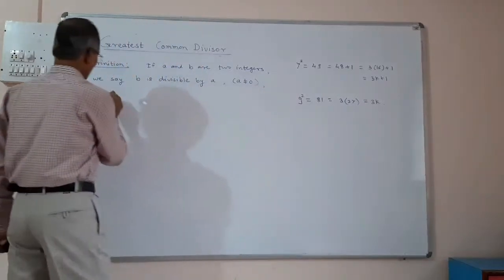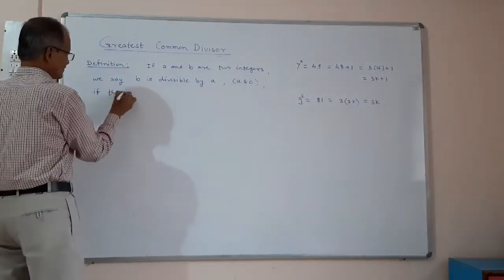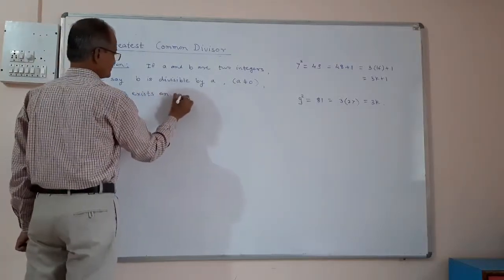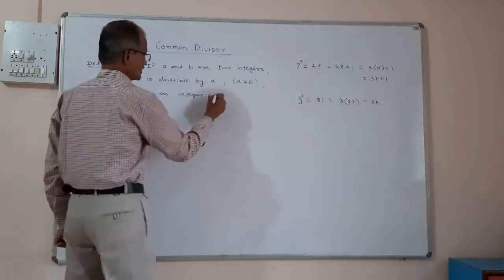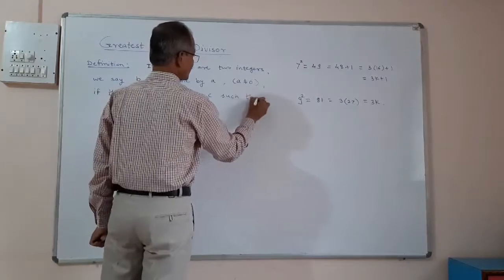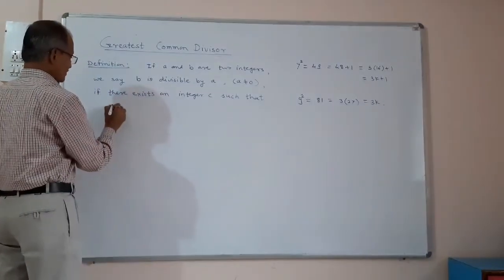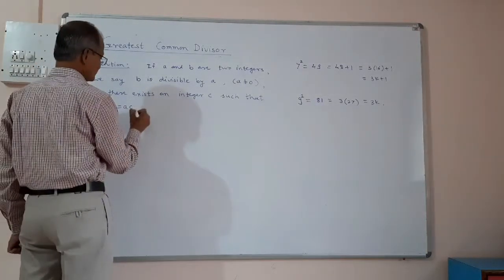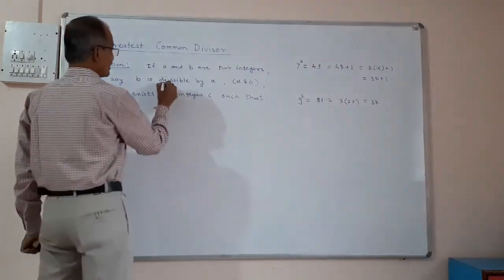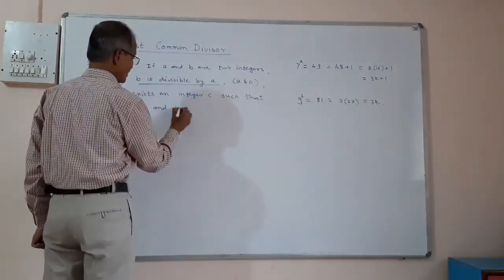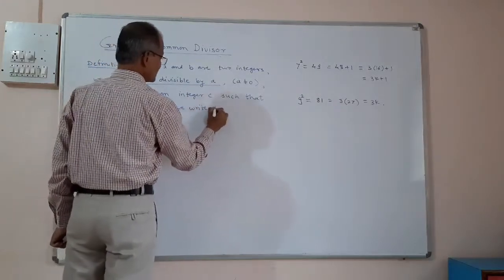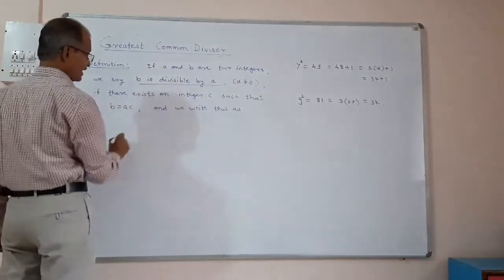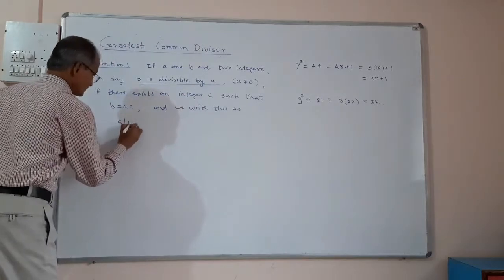If there exists an integer c such that b is equal to a into c, and we write this as b is divisible by a. This we write as a divides b.